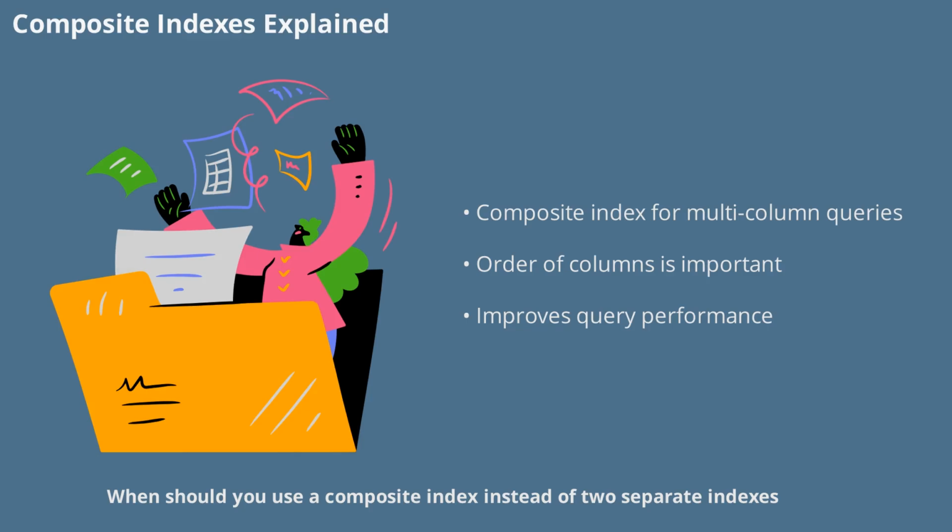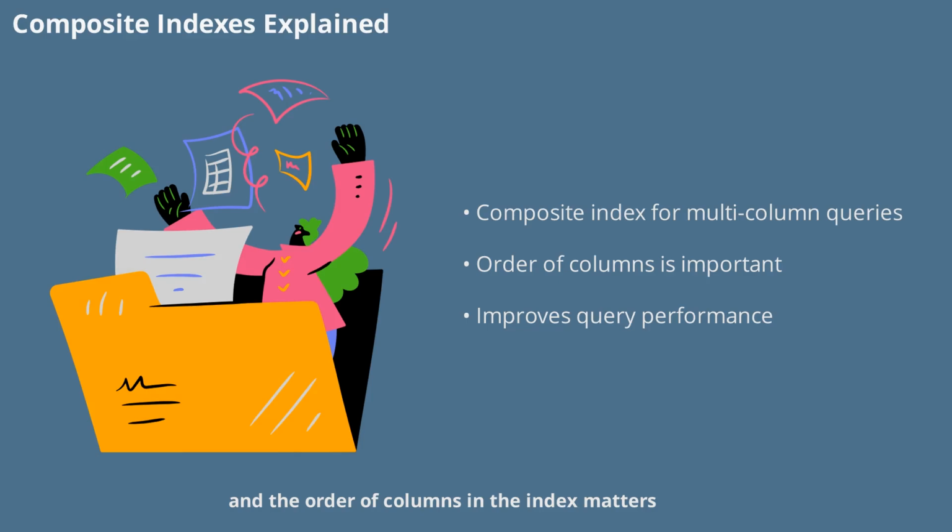And should you use a composite index instead of two separate indexes? If you often query a table using two columns together, creating separate indexes on each column isn't optimal. Most databases use only one index per table scan. A composite index on both columns, A, B, allows the database to efficiently filter results, and the order of columns in the index matters. Understanding how composite indexes work can significantly improve query performance.